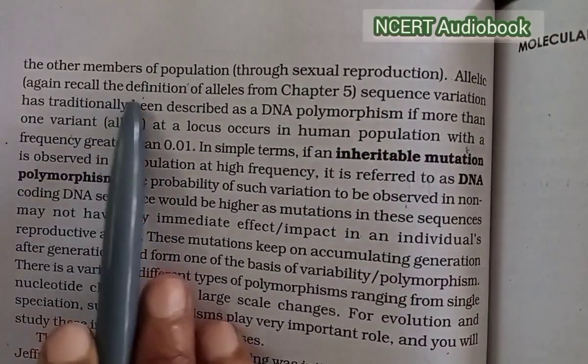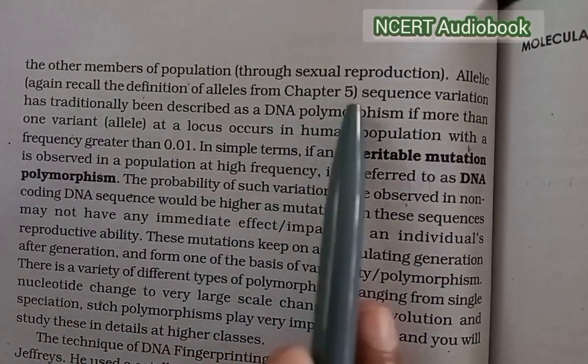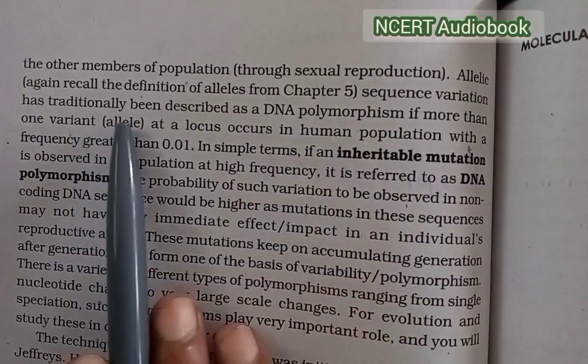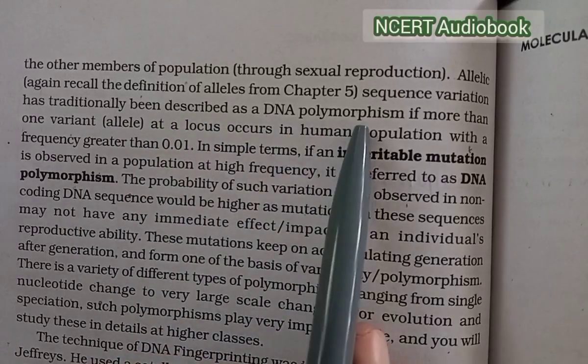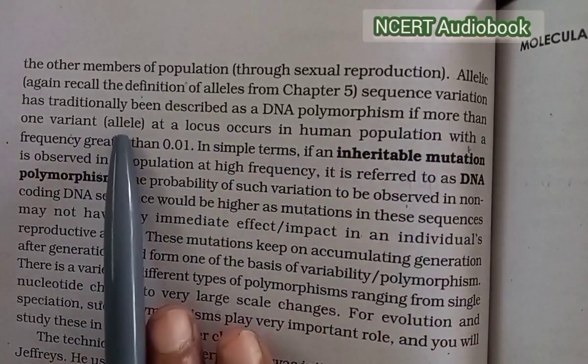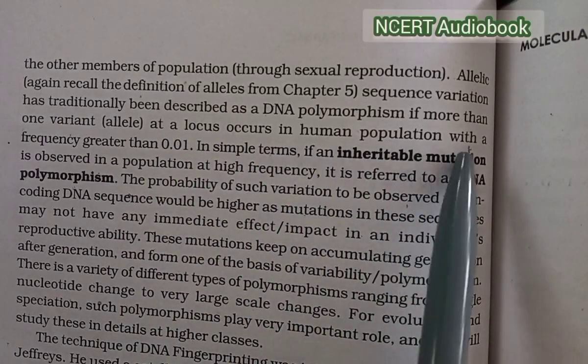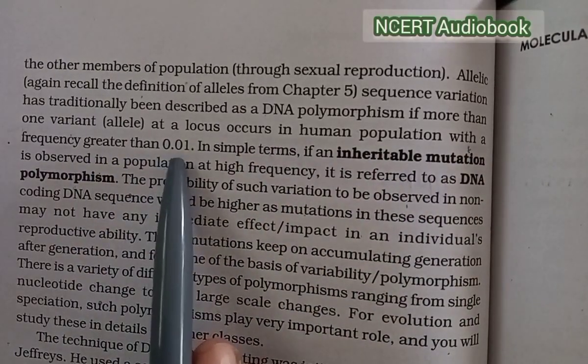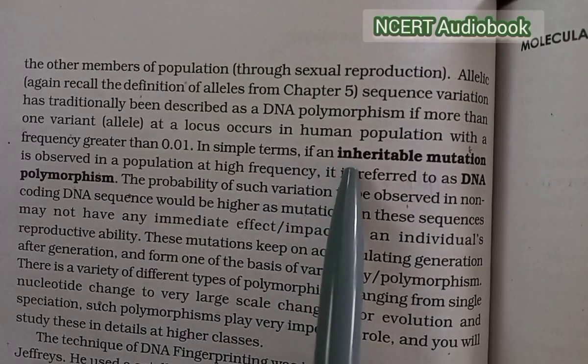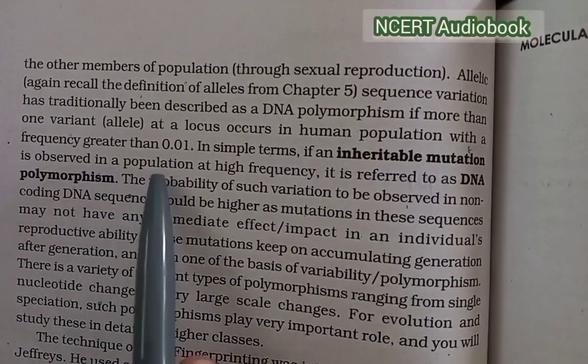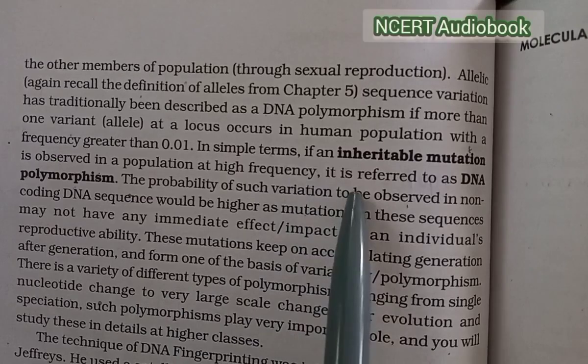Again recall the definition of allele from chapter 5. Sequence variation has traditionally been described as a DNA polymorphism if more than one variant allele at a locus occurs in the human population with a frequency greater than 0.01. In simple terms, if an inheritable mutation is observed in the population at high frequency, it is referred to as a DNA polymorphism.